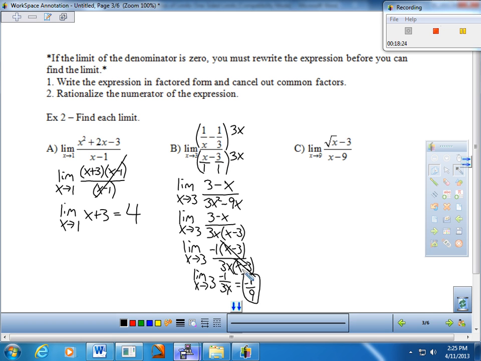Wow, that's really great. Again, rather than making a table and doing all that stuff, we work algebraically with it. Okay, very good. Now this one happens to be a very contrived one, this letter C. But you notice the issue. Obviously, I cannot put 9 in. I would get 0 on top. I'd get 0 on the bottom, and that's obviously undefined.